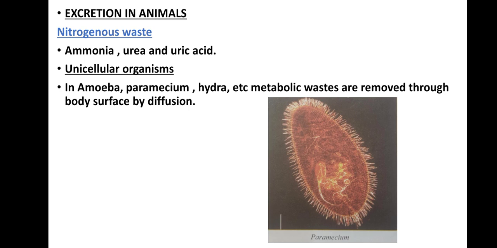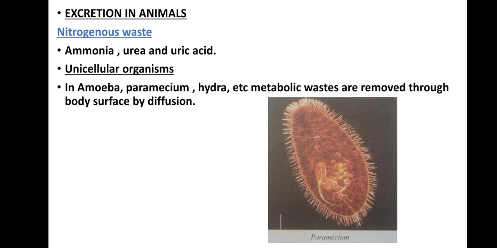Nitrogenous waste materials are the principal excretory products of animals. They are formed as the end product of protein metabolism. 3 main nitrogenous wastes are ammonia, urea, and uric acid. They need to be excreted out through a process, excretion. Ammonia is the most toxic substance formed in the bodies of animals.